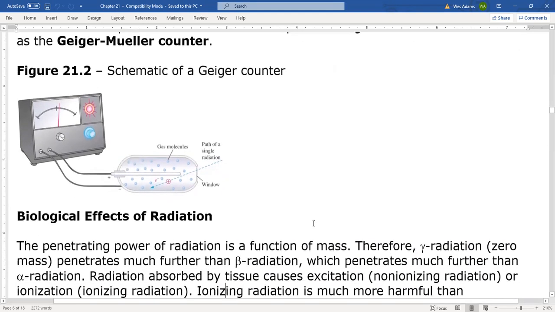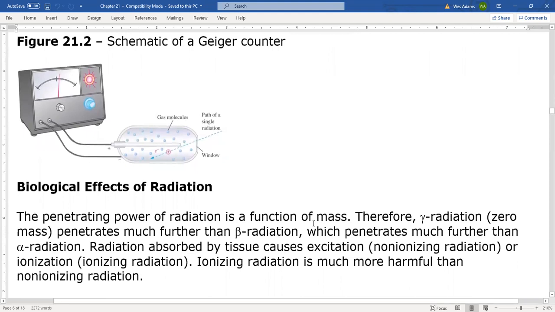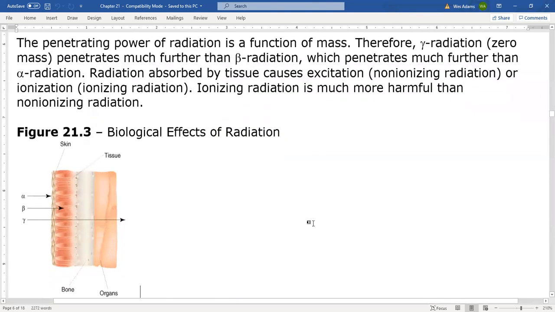If you're exposed, there are, of course, adverse health effects. Gamma radiation is usually the one you worry about because it can travel much farther and it's much higher energy than beta or alpha from an external source. Radiation absorbed can cause excitation if it's non-ionizing radiation, or ionization if you're talking about ionizing radiation. And that ionization is going to be much more harmful than non-ionizing radiation. It'll cause tissue damage and cancer and all sorts of adverse effects.